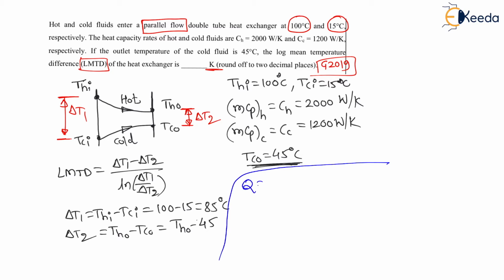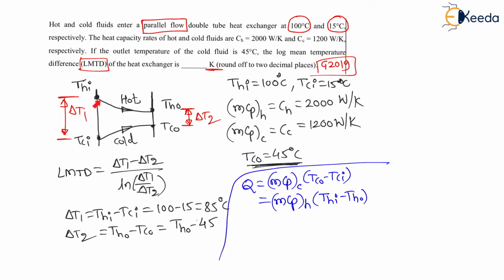Now heat transfer through the heat exchanger will be equal to, if I consider cold fluid, mCp of cold into temperature difference of cold, that is mCp of cold fluid into (Tco minus Tci). And if I consider hot fluid, then it is equal to mCp of hot fluid into temperature difference of hot fluid, that is Thi minus Tho, right?